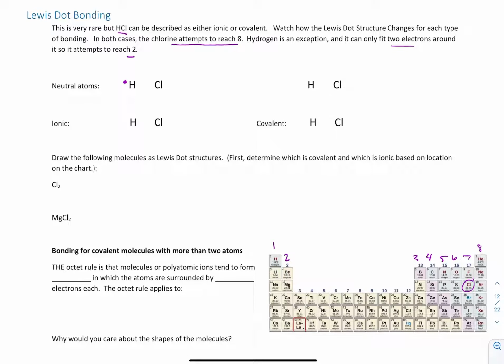Chlorine, again, is in this column, so chlorine has 7. 1, 2, 3. You can do this singly. It'd probably be better that way. 1, 2, 3, 4, 5, 6, 7. I'm going to repeat that over here so we can indicate both types of bonds.